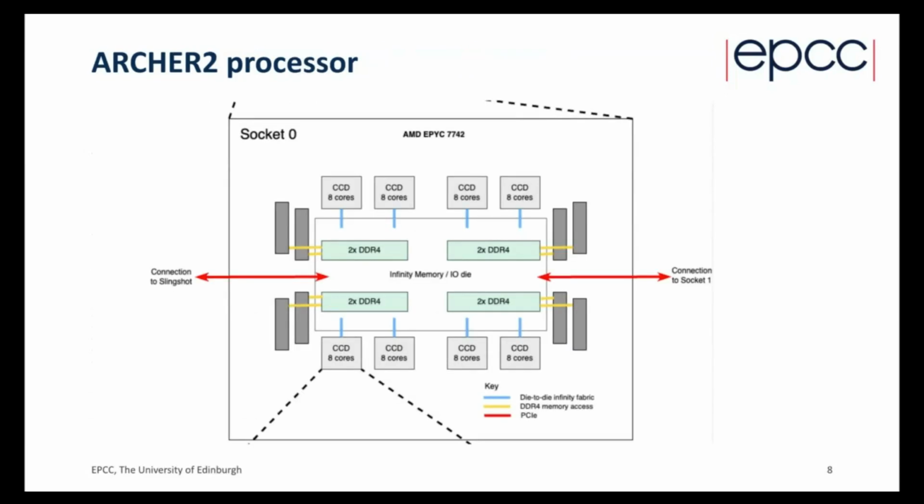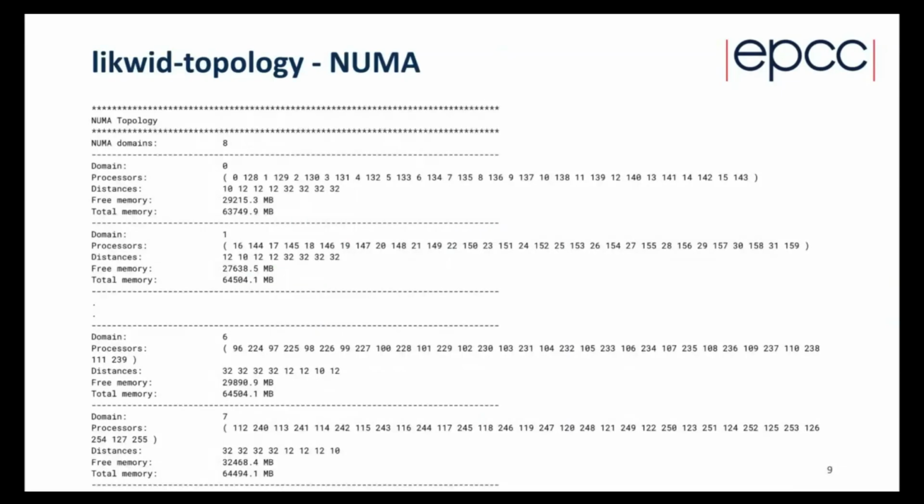Next, the topological feature of interest might be zooming in a bit further on a single socket, so a single processor, where we know that the cores are divided up into CCDs, and those in turn are divided up into CCXs, as follows.